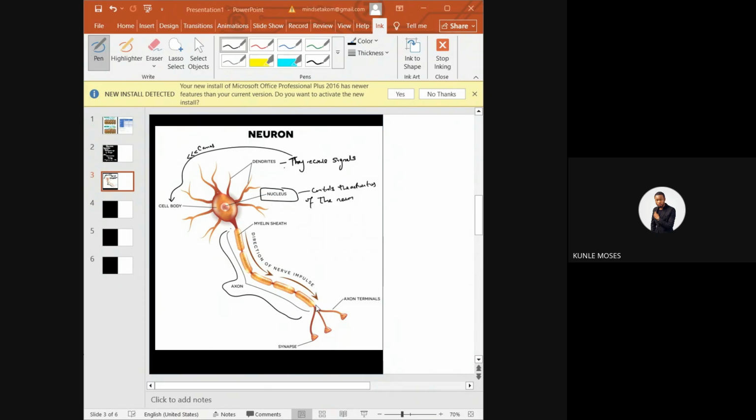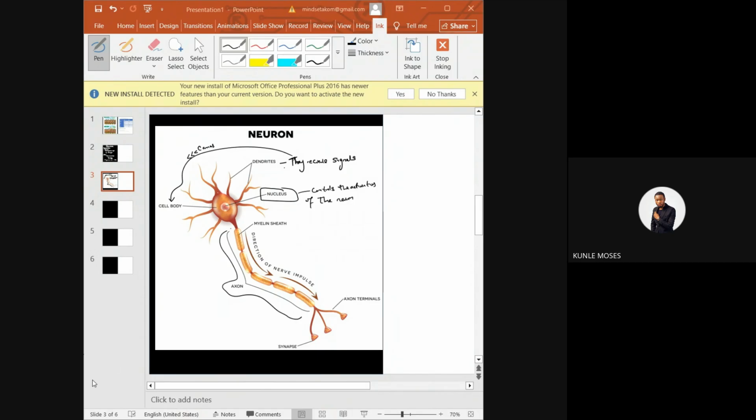And the second to the last, the axon terminal. It is like the branch ending part of the axon, as the dendrite is a branch part of the cell body. The axon terminal is the branch ending part of the axon. What it does is that it helps to release chemical messages. We call these chemical messages neurotransmitters. And this axon terminal can also pass the nerve signal to another neuron.